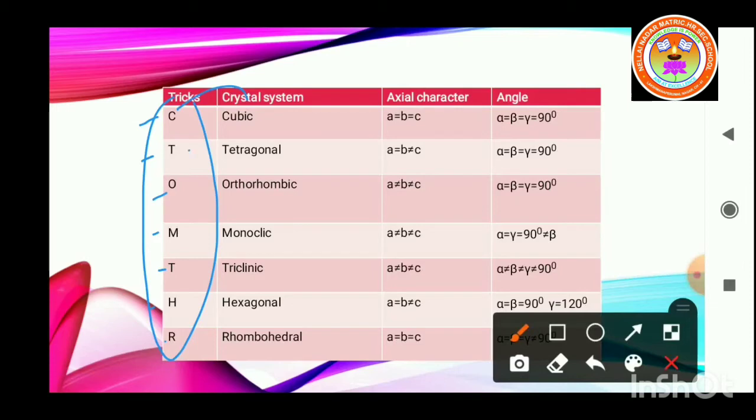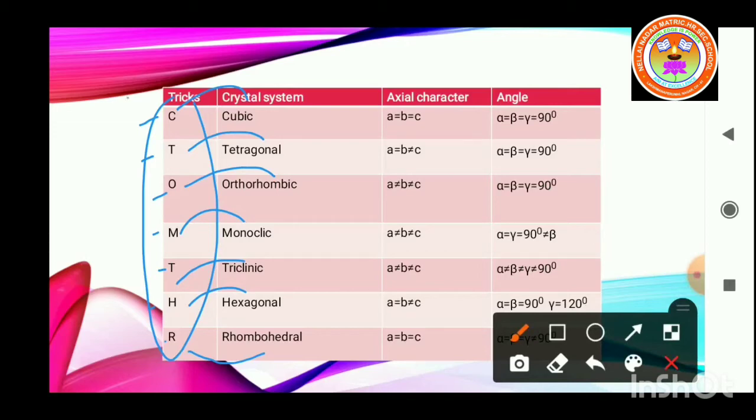T is represented as tetragonal. O is represented as orthorhombic. M is represented as monoclinic. T is represented as triclinic. H is represented as hexagonal. And R is represented as rhombohedral. Now clear? Yes. So how to memorize the axial character and angle? See here.